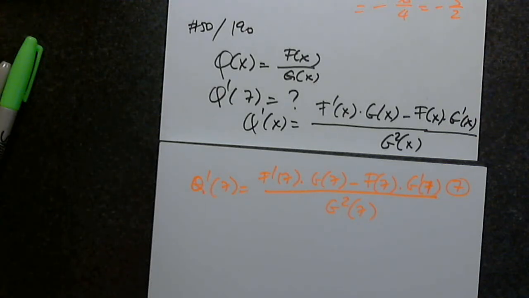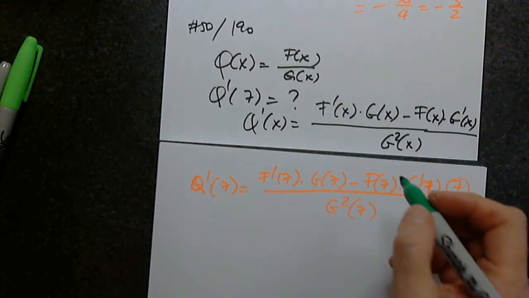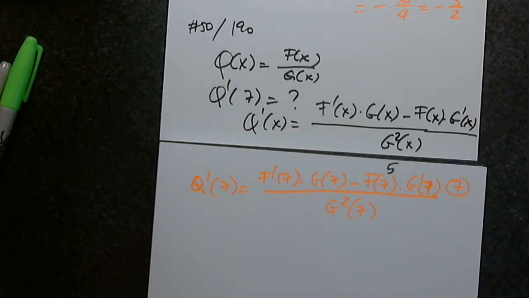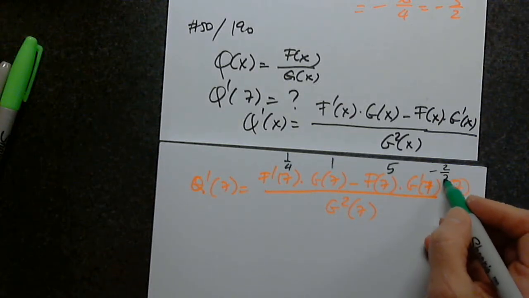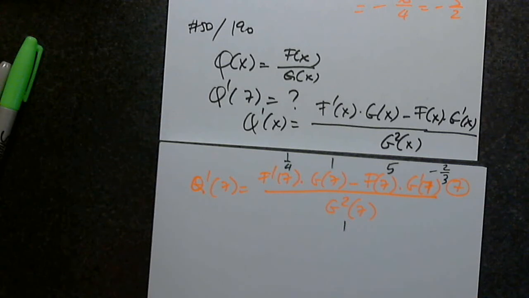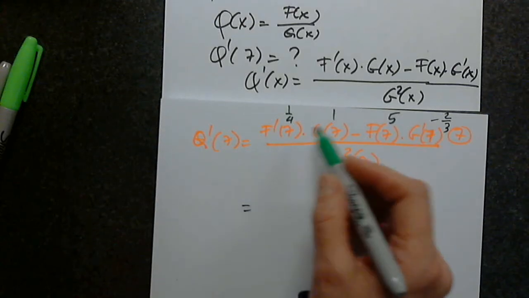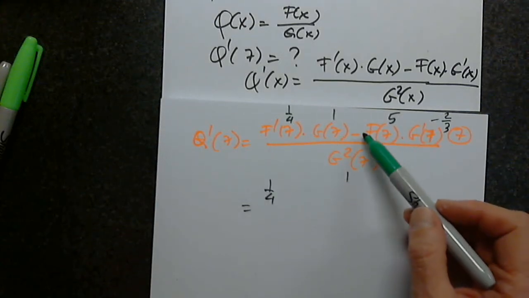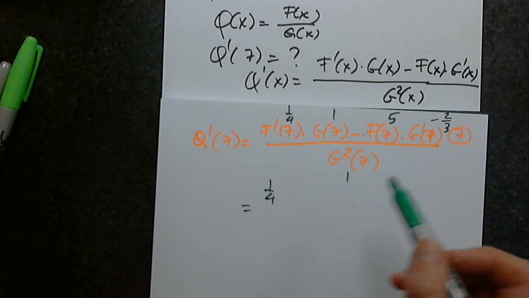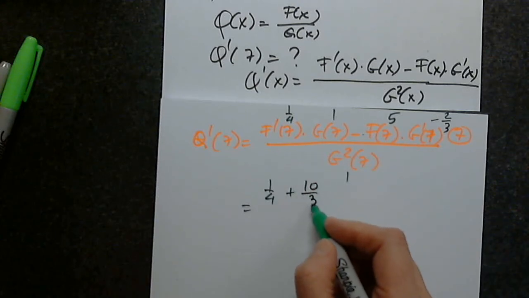So I got f of 7 is 5. I got that g of 7 is 1. I got that f prime of 7 is 1/4. And I got that g prime of 7 is negative 2/3. And g of 7 squared is 1 squared. Okay, so 1/4 times 1 is 1/4. Negative 5 times negative 2/3 is positive 10/3.